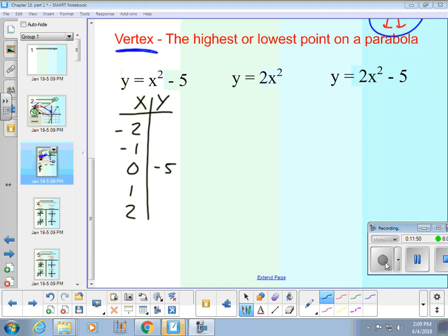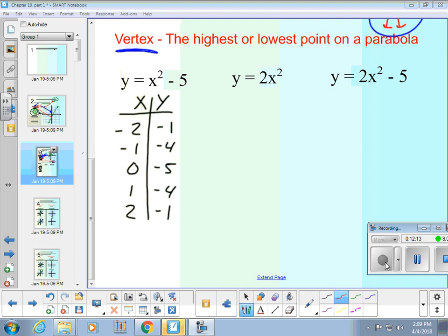1 squared gives me 1, -5 gives me -4. So if I put in 1, I get -4. If I put in 2, 2 squared gives me 4, -5 gives me -1. Putting in -1, -1 squared still gives me +1, -5 still gives me -4. What do you know? So I bet I'm going to get -1 for that one as well.